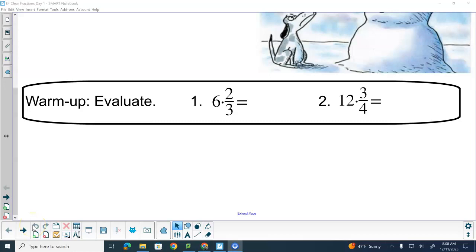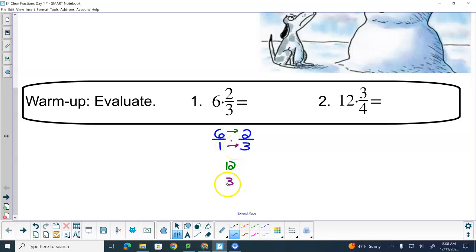Alright, so first one. We've got 6 over 1 times 2 over 3. And we can multiply that through, and we can go here. We can multiply, and we can get 12. We can multiply here, and we can get 3. And then we can say, okay, 12 divided by 3 is 4. So the answer here is 4. Okay? One way of doing these problems.